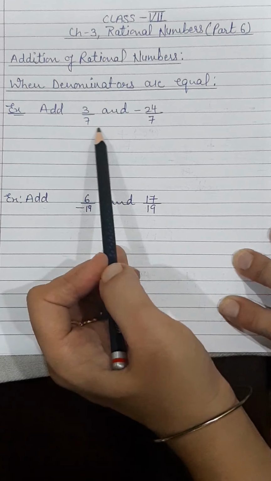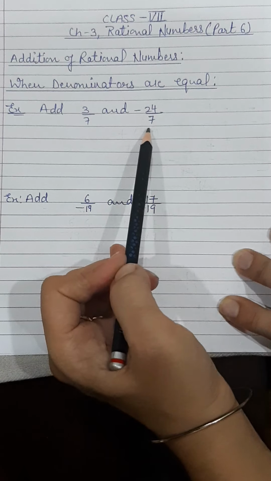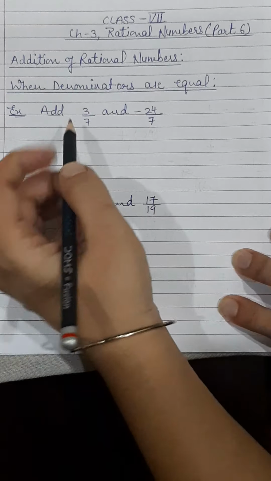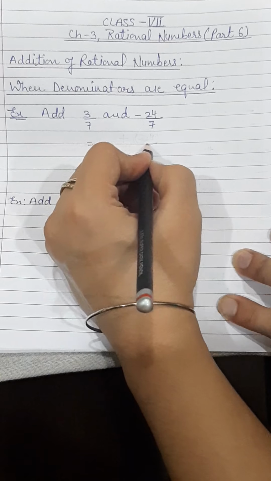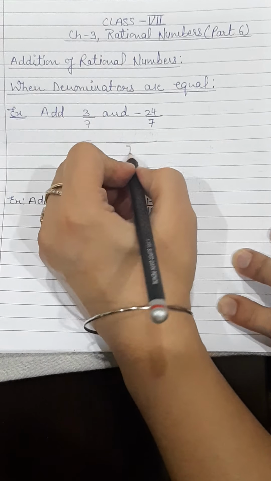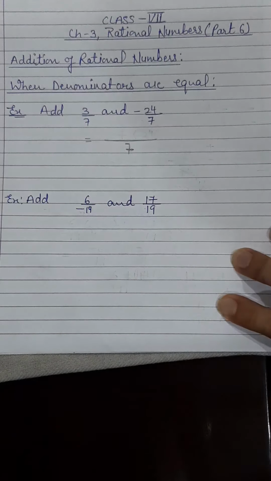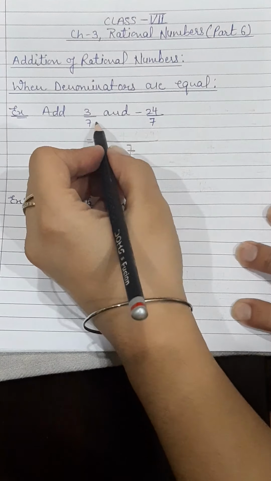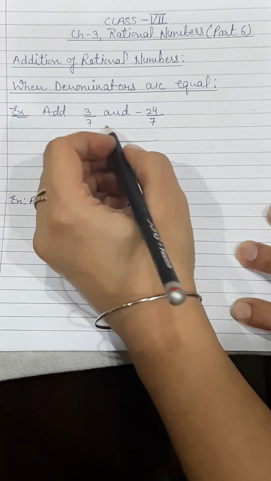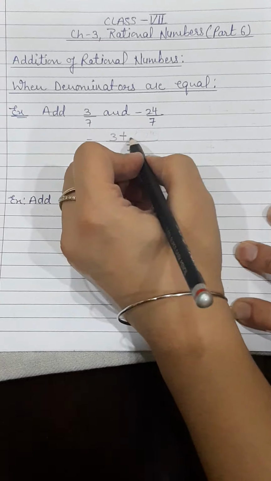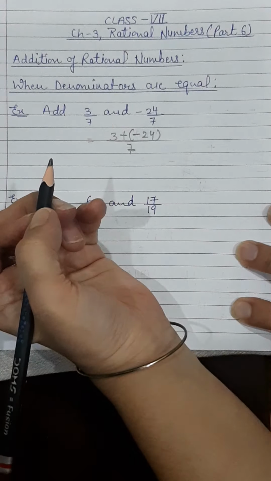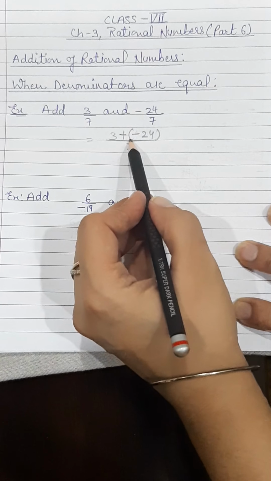Here you can see denominators are the same. In that case, when denominators are equal, the LCM remains the same, 7 only. So you will write 7 as the denominator, and the numerator remains the same, 3. And then you have to add, so plus sign minus 24. Clear? You can't write two signs together.